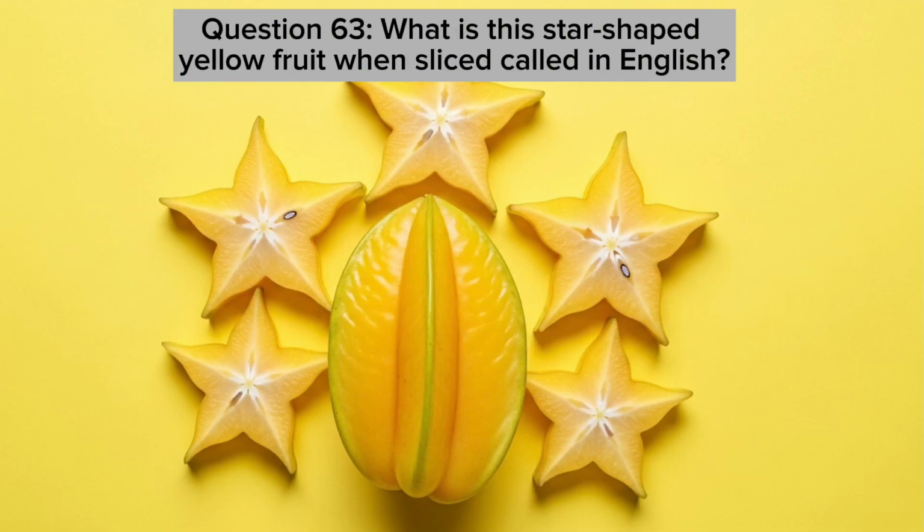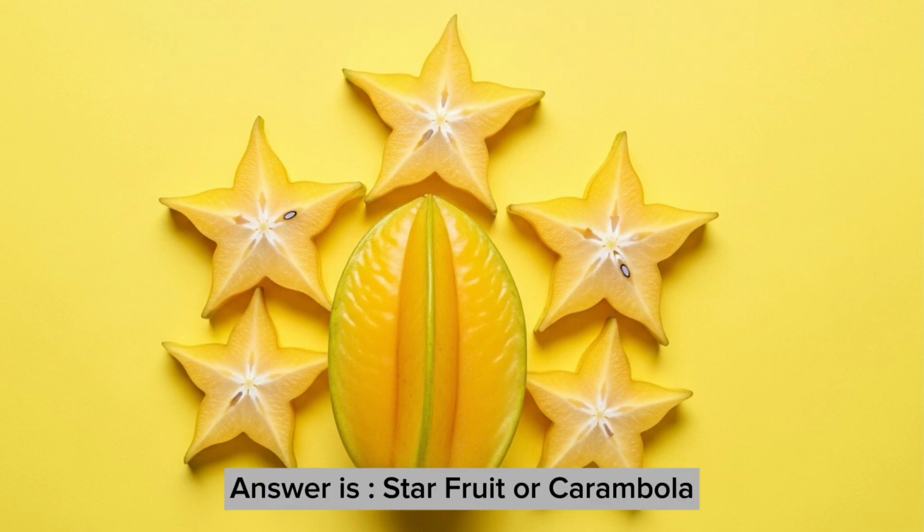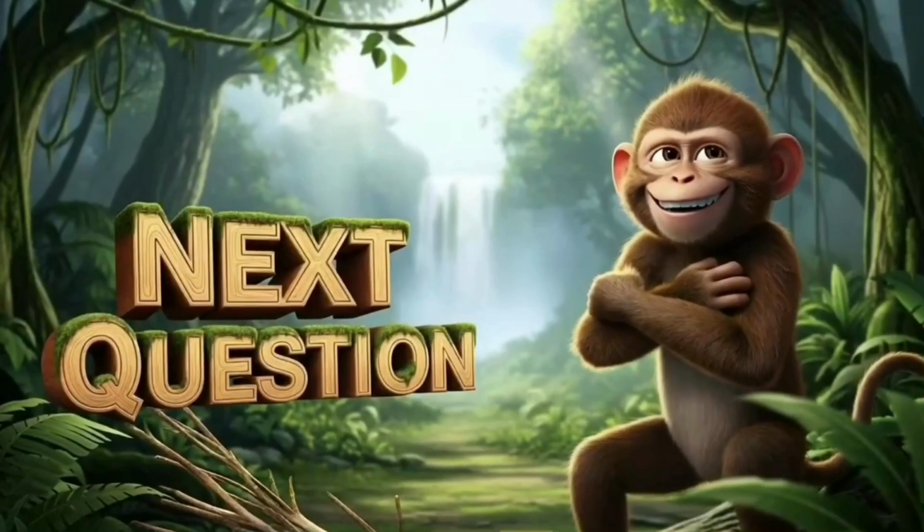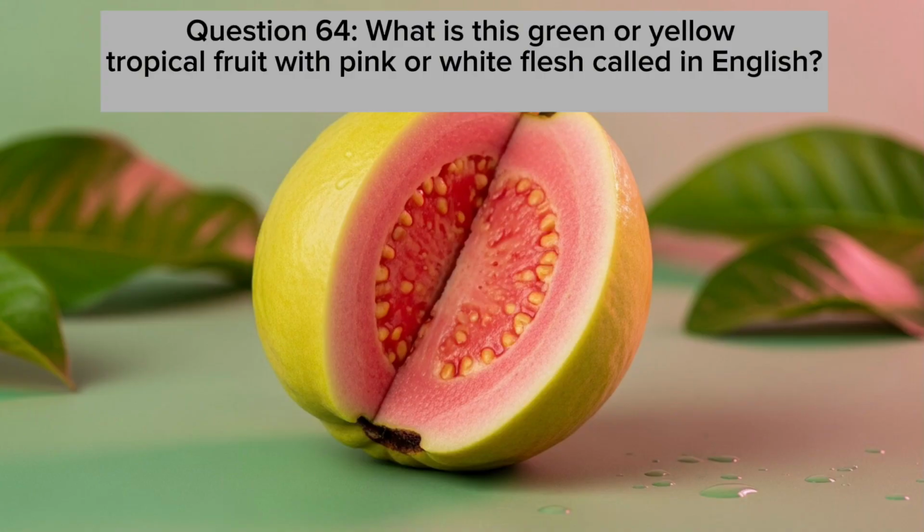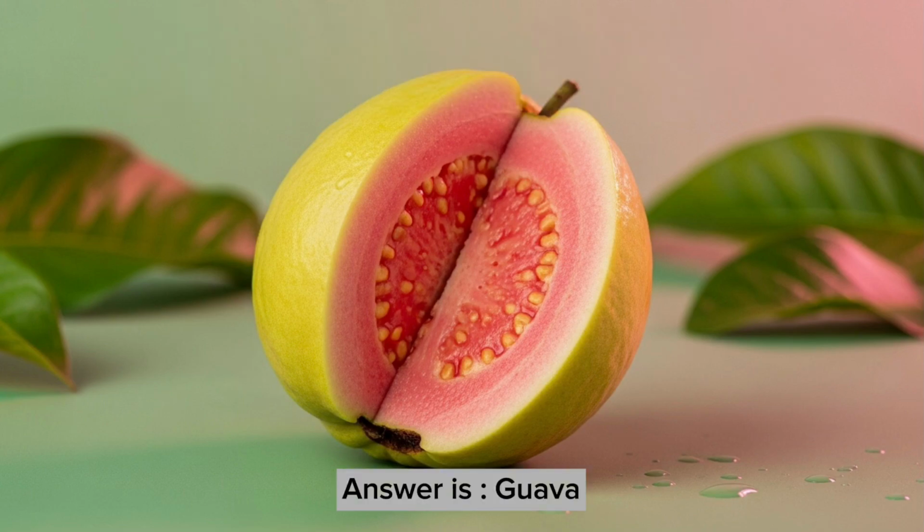Question 63. What is this star-shaped yellow fruit when sliced called in English? Answer is starfruit or carambola. Question 64. What is this green or yellow tropical fruit with pink or white flesh called in English? Answer is guava.